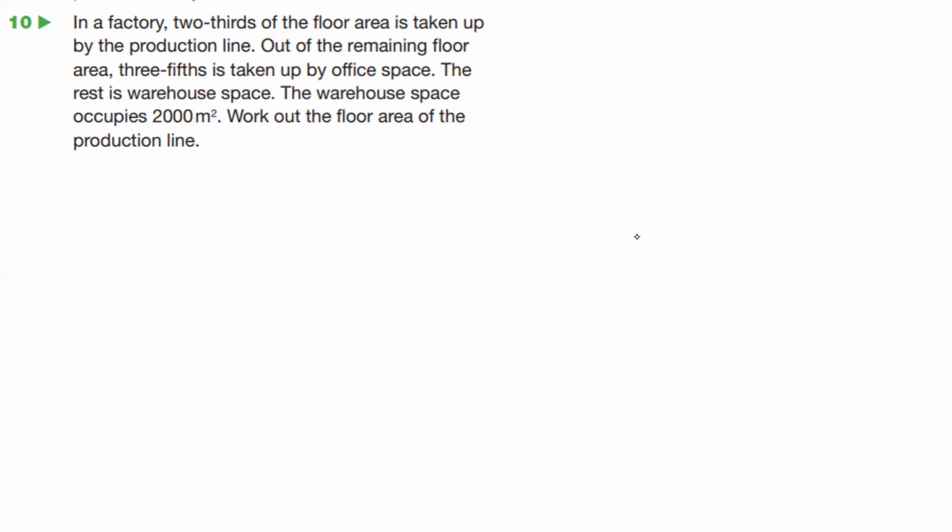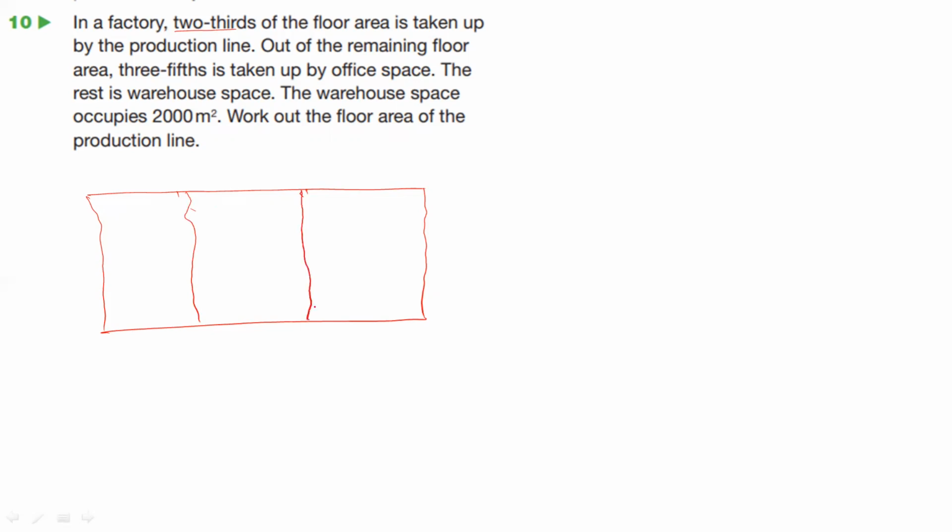Question 10 says, in a factory, 2/3 of the floor area is taken up by the production line. So first of all, we check what the area is. We make a rectangle. They say 2/3, so it means there are 3 parts: 1 part, second part, third part. They say 2/3 of the area is taken up by the production line. So this one is the production line. This area has been taken by the production line.